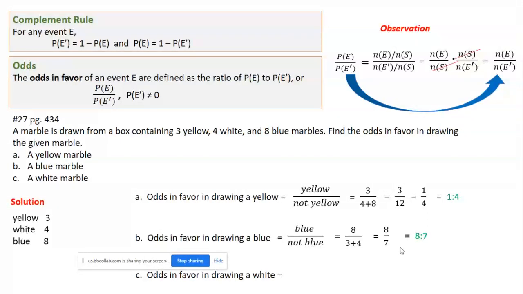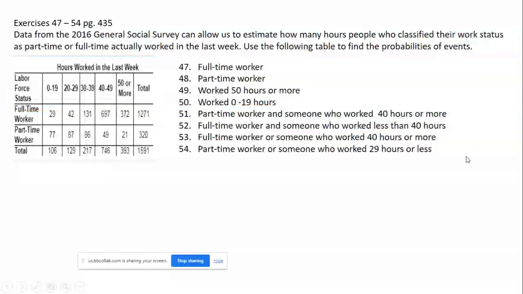All right, C, odds in favor of drawing a white. So again, this is the probability of getting a white divided by its complement, not white. There are 4 white marbles, so that's our probability of the event, 4. And the not white is 3 plus 8, which is 11, right? So here, the odds, just so we know that we're not dealing with probability, that's why we also rewrite it in this format. It's a 4 in 11 chance that we can get a white marble. All right. So this was to practice our complements and our odds.